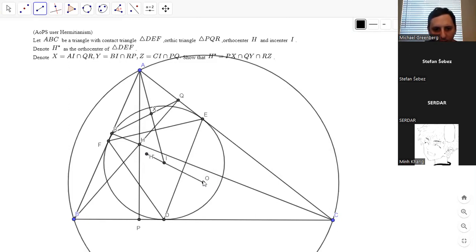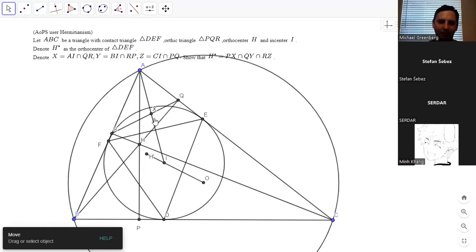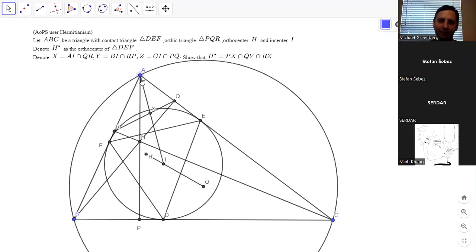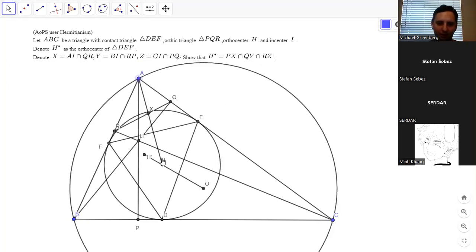Now DEF is the contact triangle, but if DEF were the incentral triangle, the intersections of the angle bisectors and the sides, then IH prime is parallel to OH. Oh, yeah, you're right. You need to draw the intersection of the angle bisectors with the sides, not the contact triangle. Yeah, I see what you mean. So is this a little bit easier to prove, that H prime, I and O are collinear, than that other fact that I mentioned? Yeah.